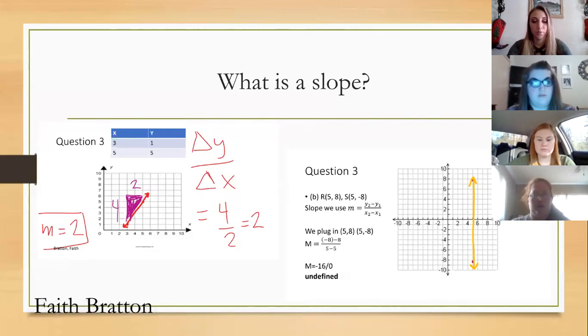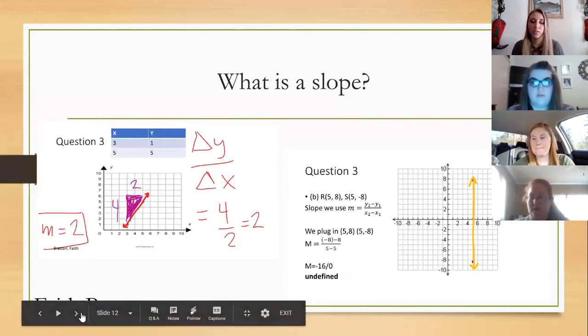Another example is the one we used in question 3, where we have the two-point form of the equation of a line to find the slope. You plug both x and y coordinates into the equation. M equals y2 minus y1 over x2 minus x1.